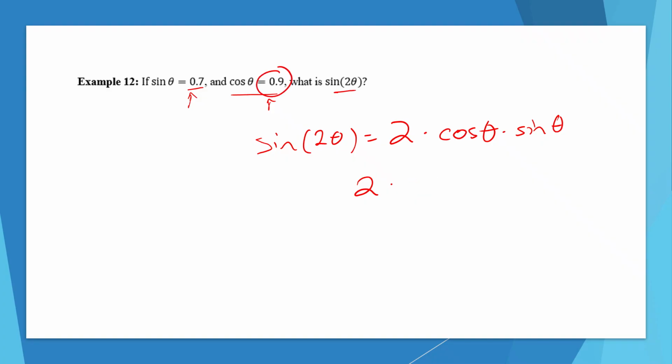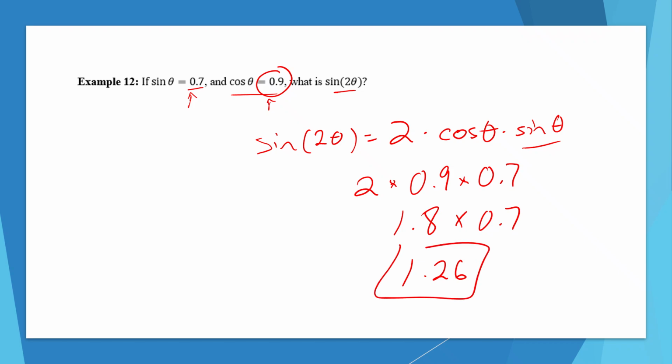So let's sub that in now. So 2 times 0.9 times sine of theta, which is 0.7. I'm going to use times there. 2 times 0.9 is 1.8 times 0.7. Using a calculator, you should get 1.26 as your answer there.